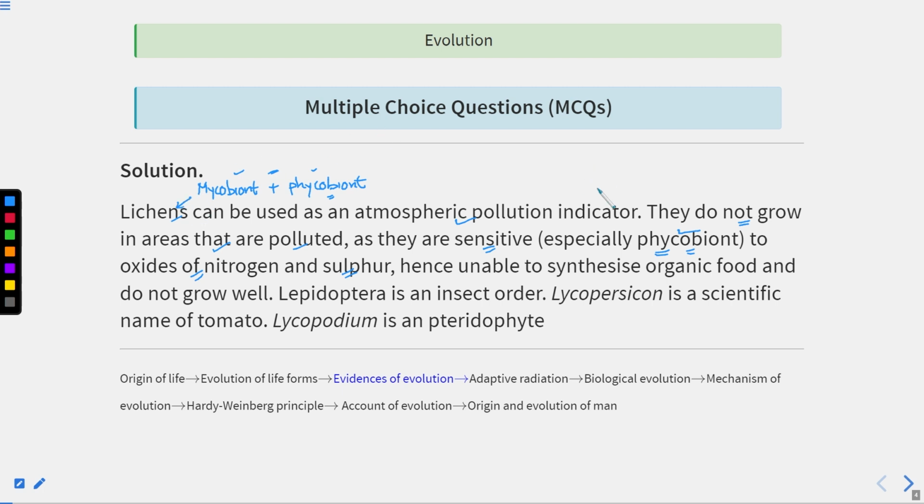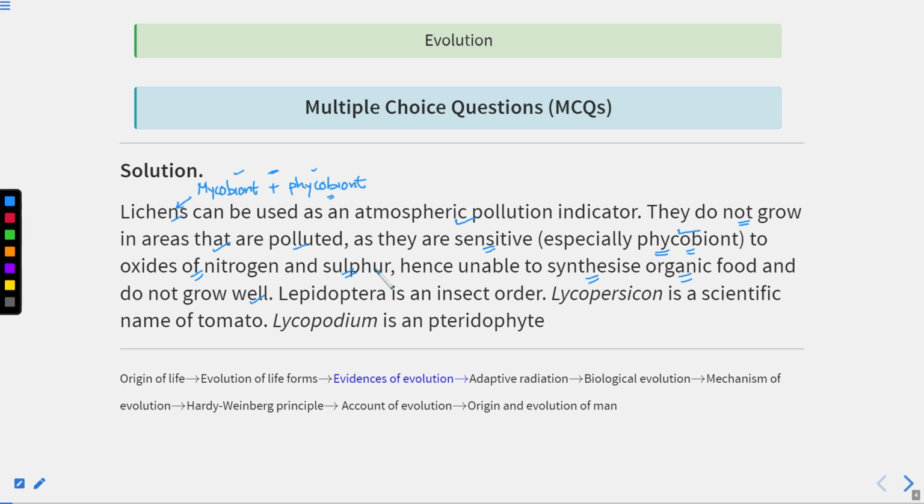So in contaminated air, the phycobiont is not able to grow. They are very sensitive and they are unable to synthesize the organic food. Now, this is the reason why lichens are used as atmospheric pollution indicator.